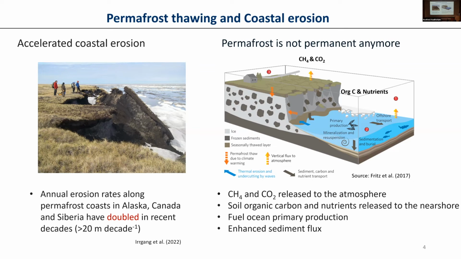Permafrost thawing has many biogeochemical and climatic consequences. For example, the greenhouse gases methane and CO2 can be released from the land to the atmosphere. The nutrients and organic carbon stored in the permafrost can be released to the nearshore region, which further changes the primary production and enhances the sediment flux.